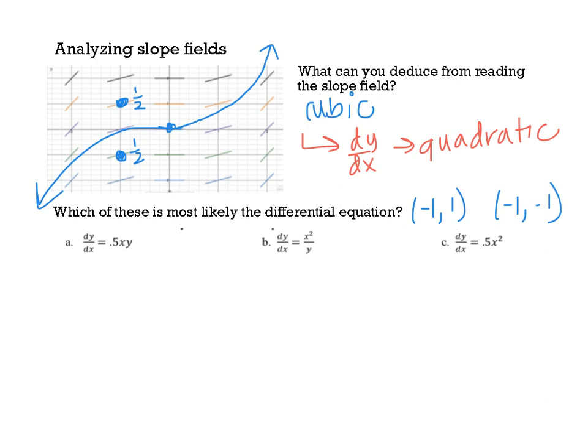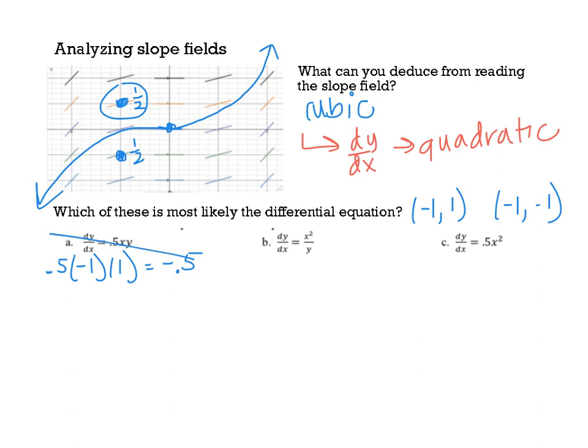All right, so let's test it out. So dy/dx, I'm going to put -1 in, so I get 0.5 times -1 times 1, which is -0.5. Well, if I look at -1, I can already see that that's a +1/2, not a -1/2. So we know it's not going to be that equation. So we don't even need to test the other point.